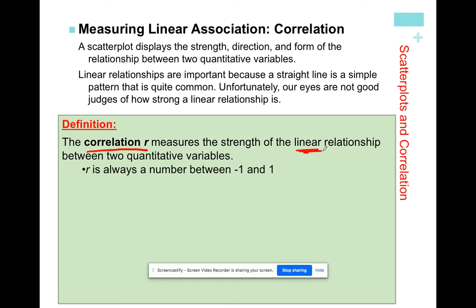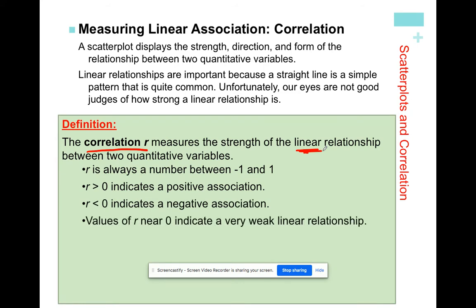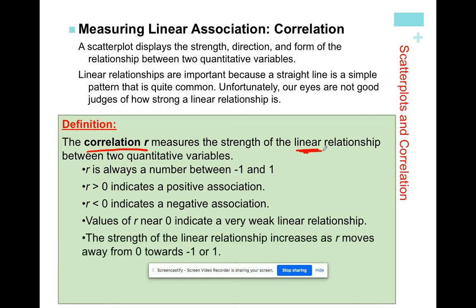So a few facts about correlation: it's always going to be between positive 1 and -1, and that's inclusive. If correlation is positive, then it tells us we have a positive association. If it's negative, we have a negative association. And then correlation values that are close to 0 indicate that we have a weak linear relationship. And then as we get closer to plus or minus 1, those values of correlation indicate stronger linear relationships.